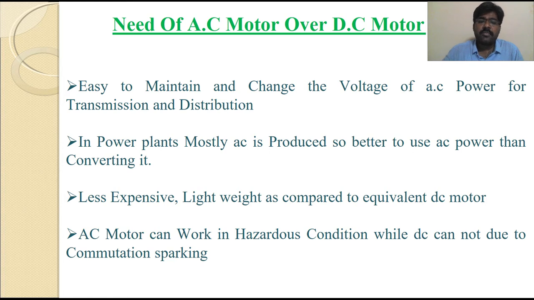Second point: in power plants mostly AC is produced, so it is better to use AC power than converting it. We already know that we generate AC power everywhere, then we need to transmit it. But if we use DC, whatever AC power is generated, we have to convert into DC, then utilize it. So a lot of effort as well as a lot of cost will be involved, because AC is already being generated, so AC can be utilized instead of converting it into DC.